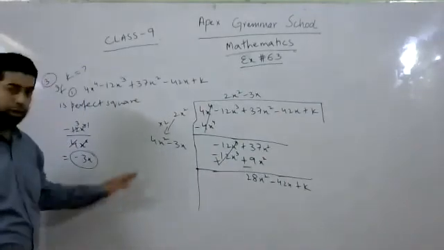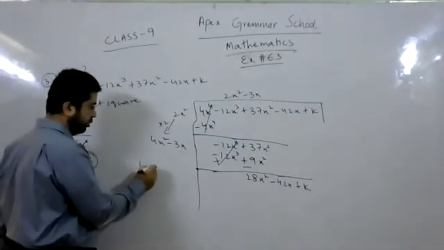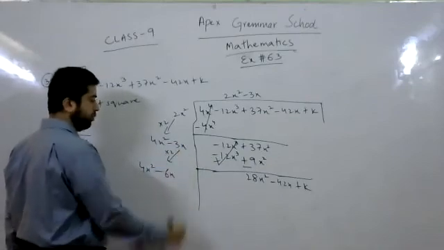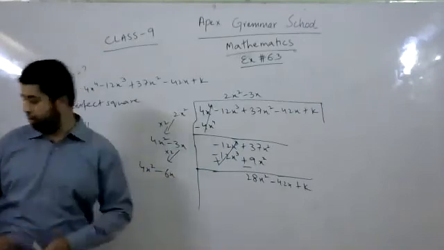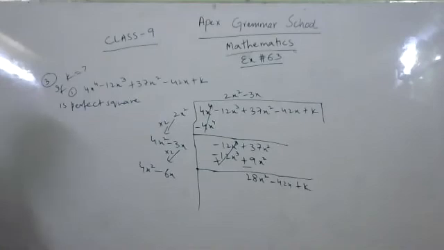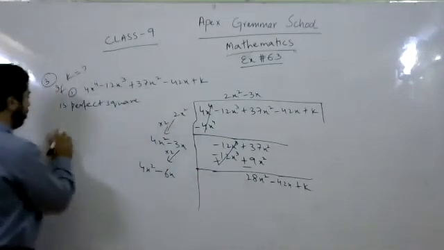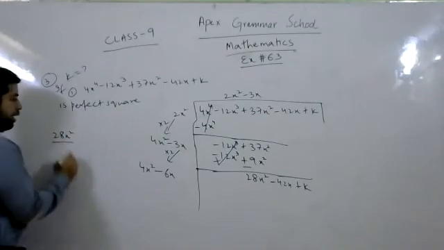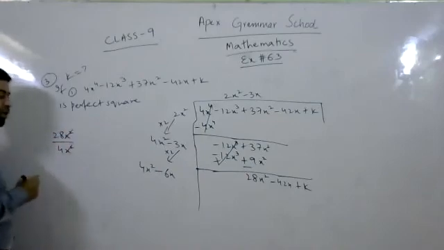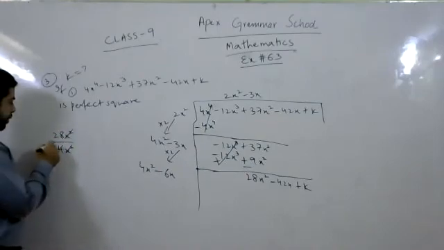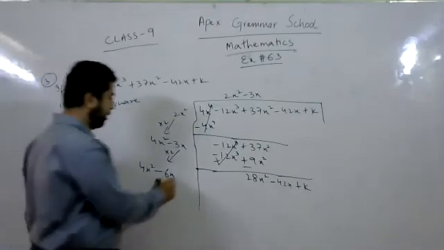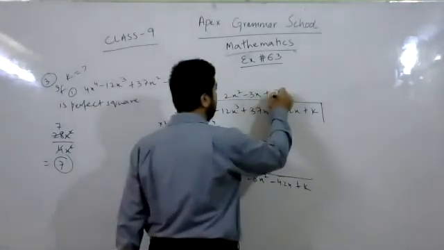Now 4x squared will be as it is. Minus 3x after multiplying it by 2, 2 3's are 6x. Find another number, the last number. 28x squared will be on the numerator and 4x squared will be on the denominator. X squared will cancel this x squared. So 4 1's are 4, 4 7's are 28. This is plus 7. Plus 7 will be here and also here.